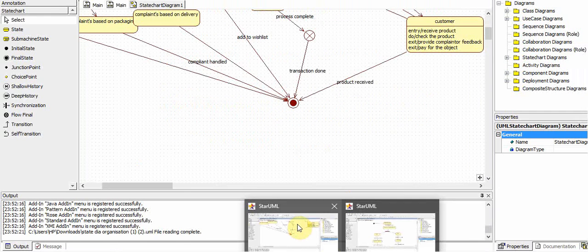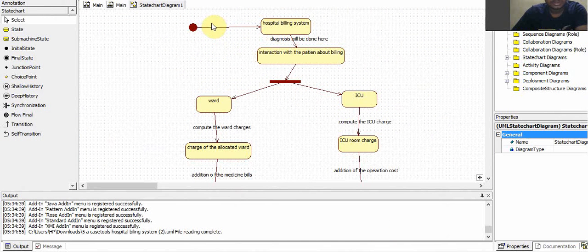For this, the UML diagram is here. This is the starting state. It is a hospital billing system, so I am writing it here like this. Then the diagnosis will be done to the patient. Then the next is the interaction with the patient about their billing. That means the doctor will consult the patient that he must go to the ward or to the ICU if he has serious cases. If he is going to either, here this is a synchronization part.